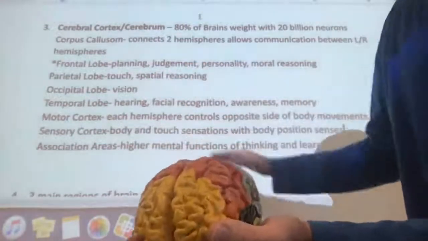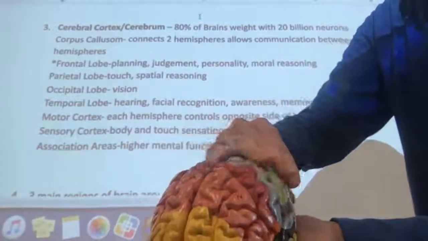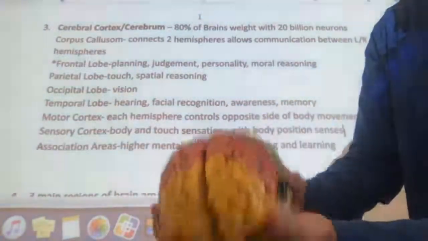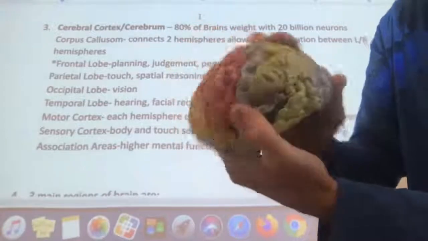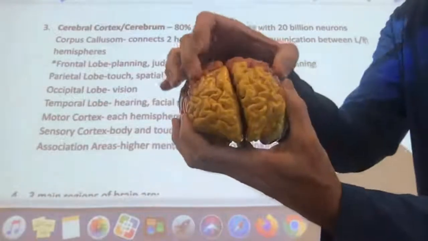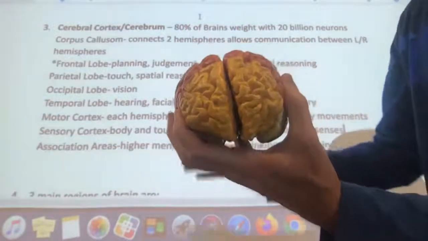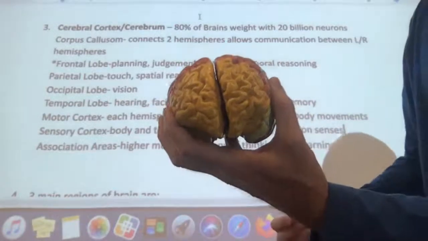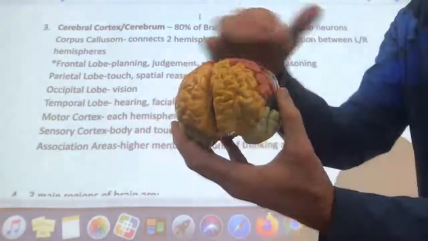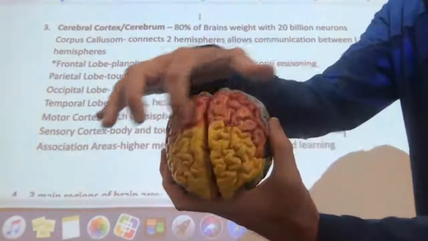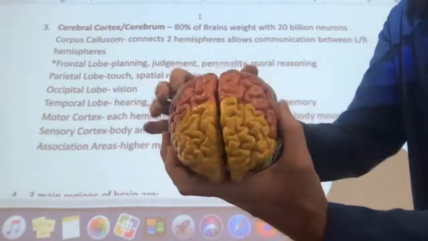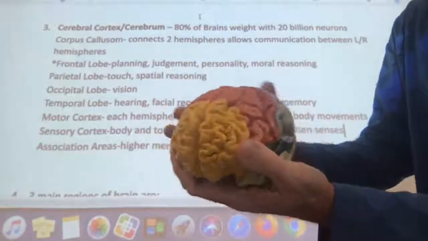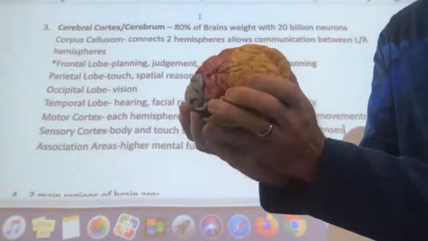And then we have association areas, which are actually all throughout the cerebral cortex. So they're spread out all over the 4 lobes. And what they are is parts that actually help me perform my higher mental functions of thinking and learning. So a lot of my cognitive processes are in my association areas. There's one right behind the frontal lobe that works with the frontal lobe, okay? And they're kind of spread throughout all 4 lobes throughout the brain, okay?